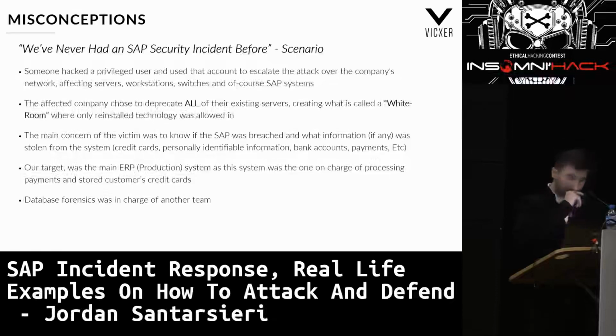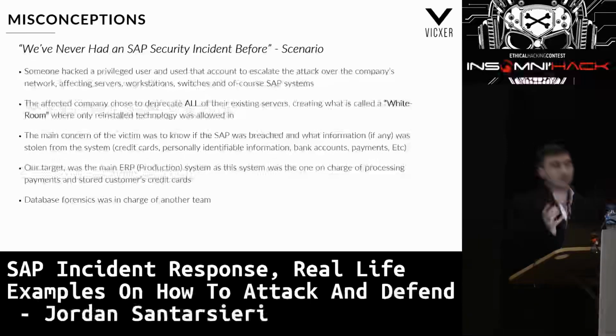That was very crazy. So the main concern of the victim here was to determine if SAP was specifically breached. I mean, they knew that the boxes were owned. They were domain admins anyway. But they wanted to know if someone was specifically able to get the credit cards or, very important, personal identifying information, something that you will hear a lot in this presentation.